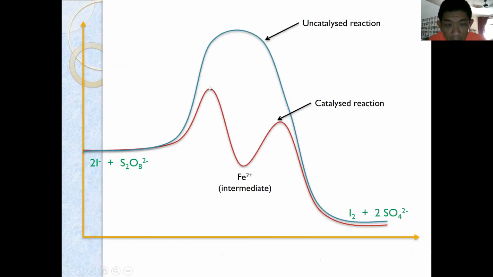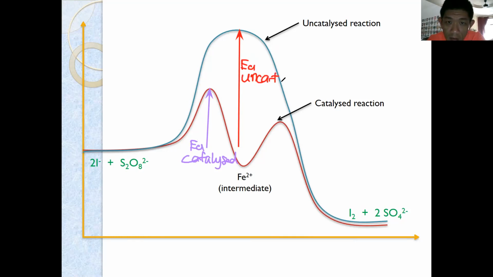So this is the energy profile for the reaction. Now, if you still remember, when we discussed the energy profile, we said one loop for one single step, two loops for two steps. So the green line is the uncatalyzed reaction. And then this is the catalyzed reaction. And then this one is EA.